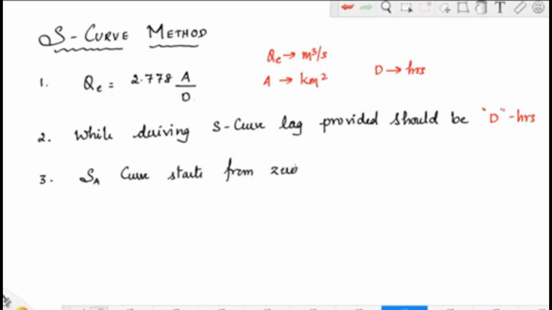SA curve starts from 0. Fourth point, SB curve lags by T hours from SA curve.